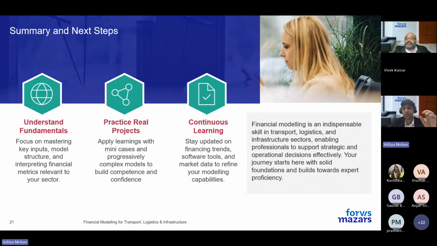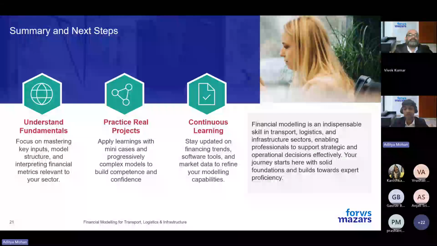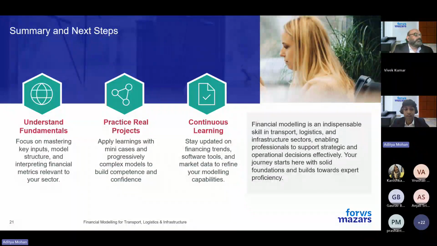Finally, your financial model is an indispensable skill in the transport, logistics, and infrastructure sector, enabling professionals to support strategic and operational decisions effectively. Your ability to build or even review a financial model makes you valuable in consulting, banking, policy, and industry. So don't worry if it feels complex. Like anything else, this is just a skill that compounds over time.